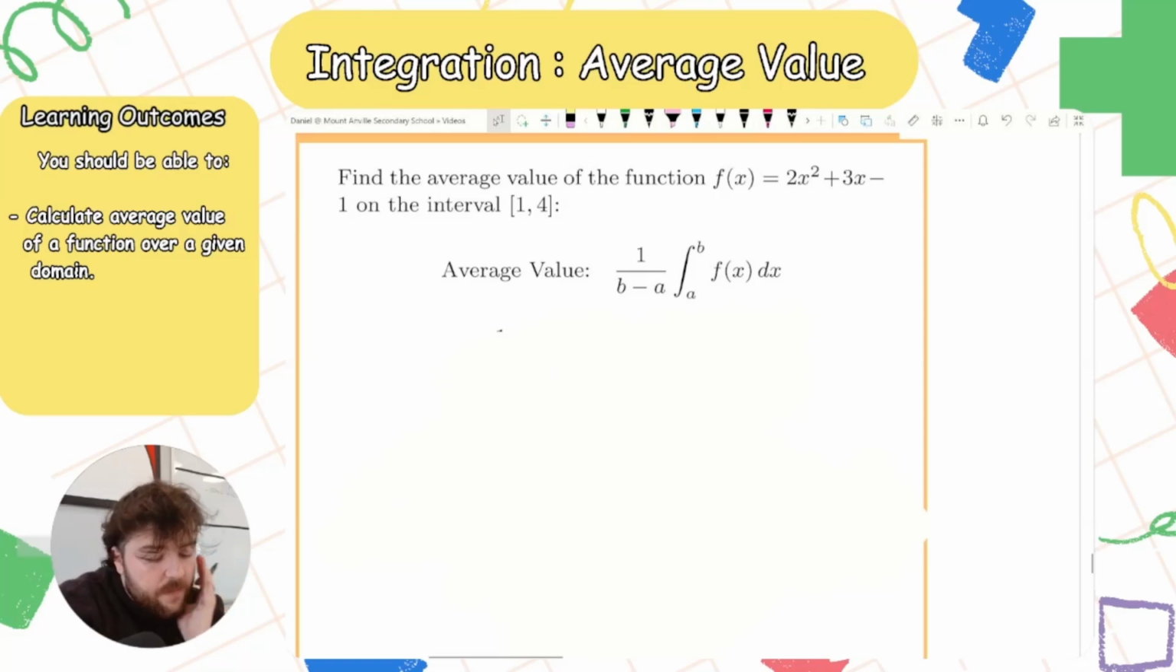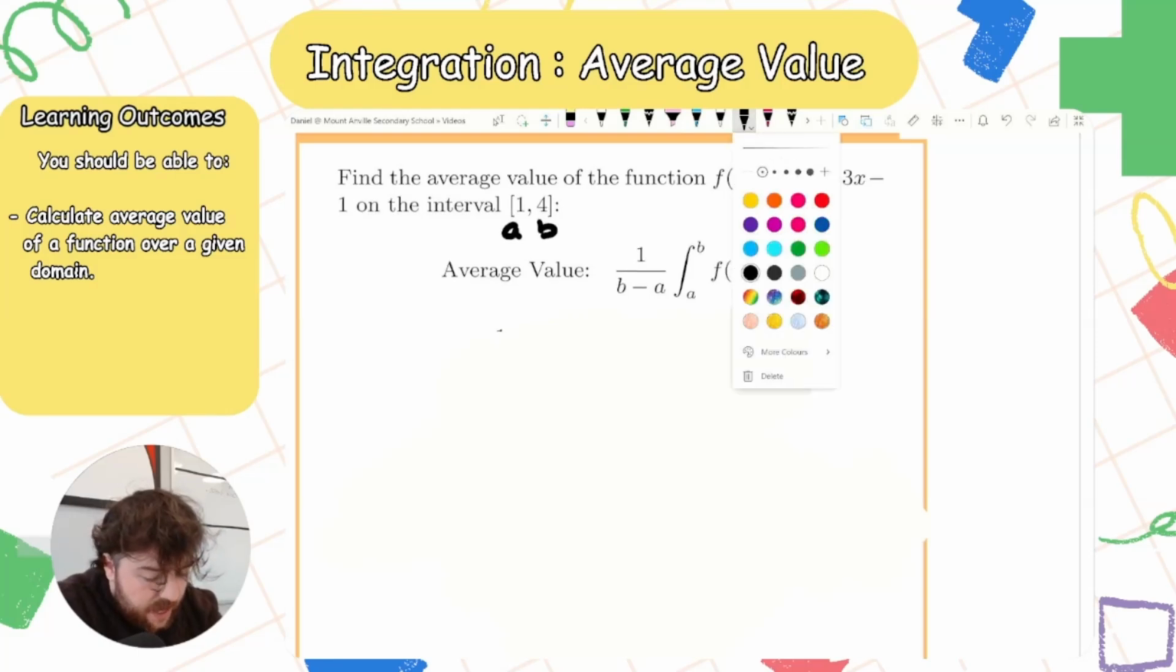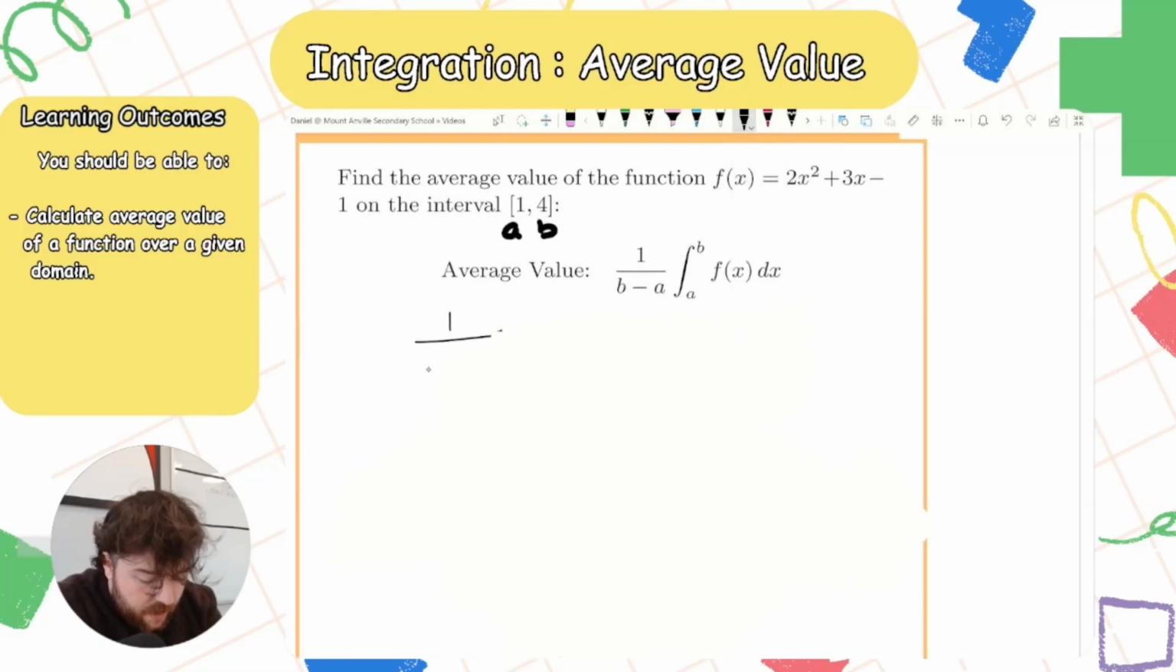Find the average value of the function 2x squared plus 3x minus 1 over the interval 1, 4. So that's a, that's b. It is going to be 1 over 4 minus 1, times the integral between 4 and 1 of 2x cubed all over 3 plus 3x squared all over 2 plus x.